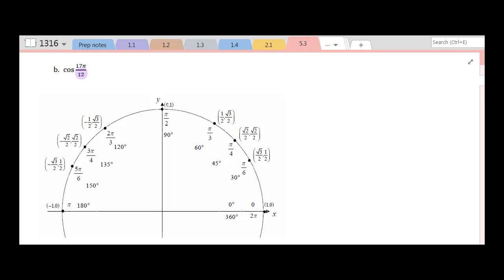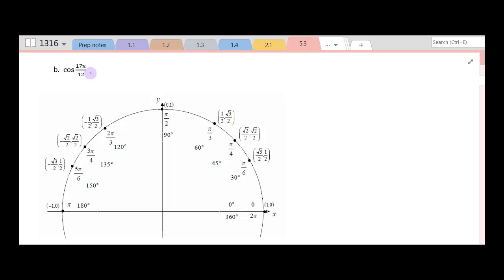So I want you to take just a minute, because this is probably the most challenging portion of this particular example. Take a minute, figure out which fractions you would use to be able to add to 17 pi over 12, and then come back.